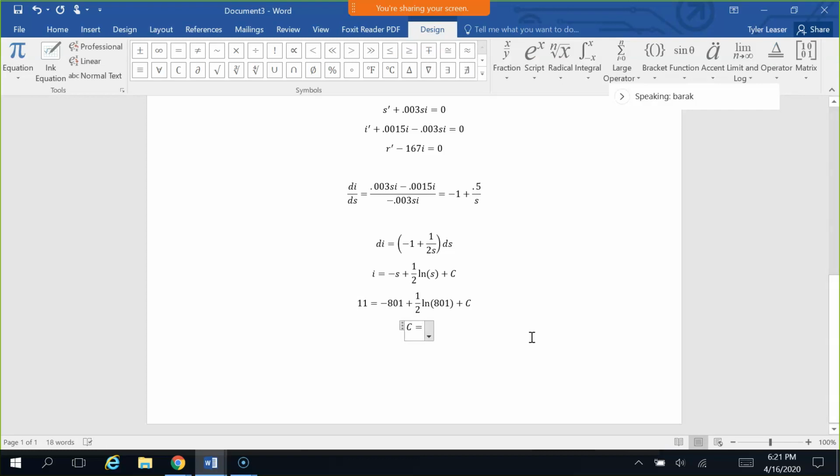And I don't have a calculator in front of me to figure out what my C is going to be equal to at this point. I need to go find a calculator. I'm sure I have one in the house somewhere.